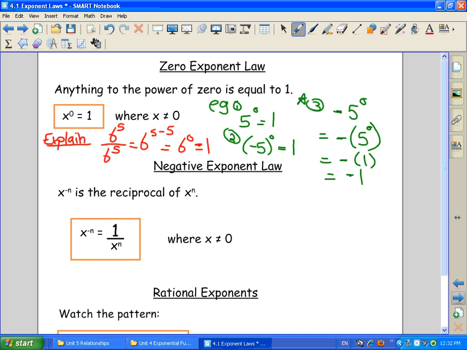So all you have to do is remember, folks, if the negative's inside the bracket, like example 2, that's fine, it's going to be 1. But if it's outside, like in this third example, then you've got to be careful that it's going to be -1.